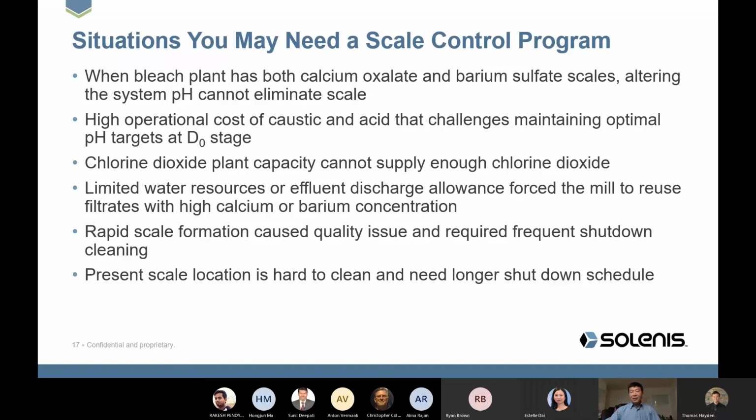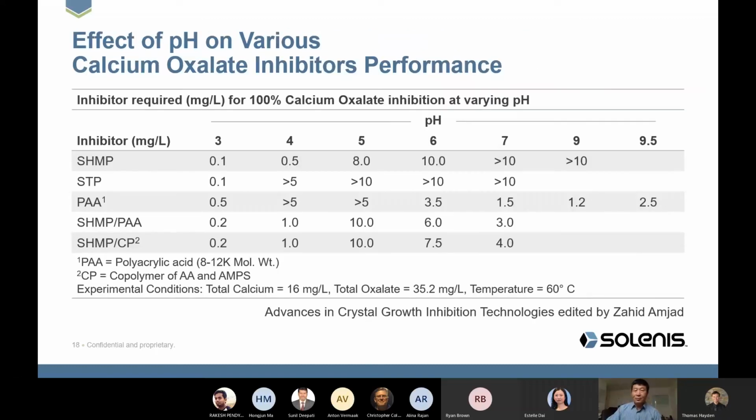But every time we talk about scale control, people start saying, do I need to spend more money for those scale products? The answer is no. Actually, the scale control program should pay for itself, and at the same time have savings for the mill. So the following is the present market scale control products or chemistry.